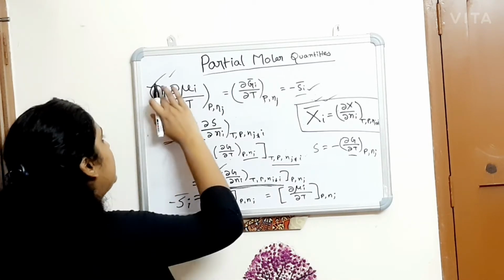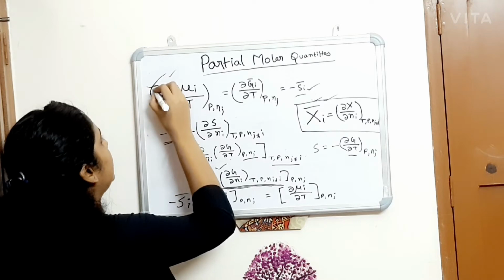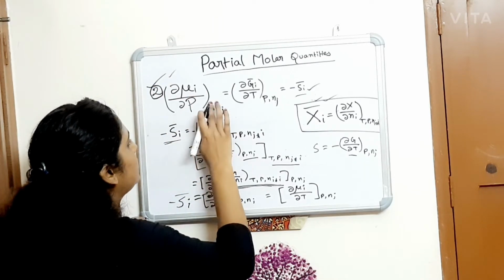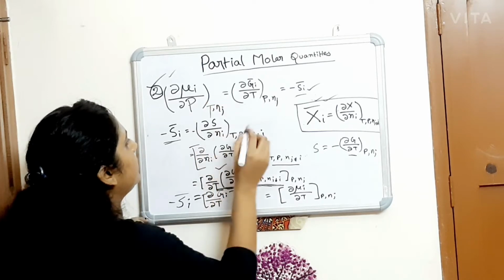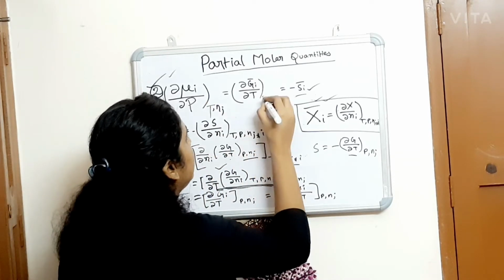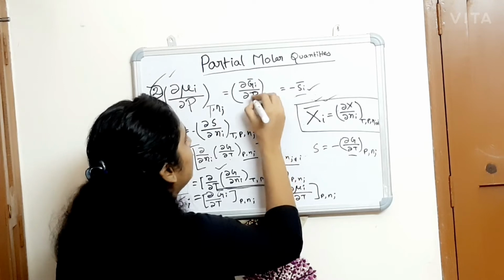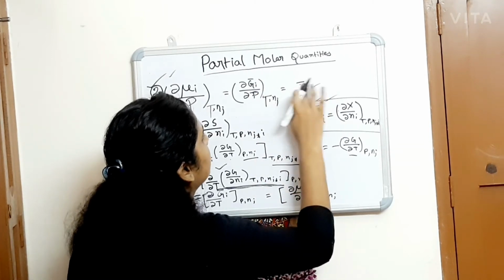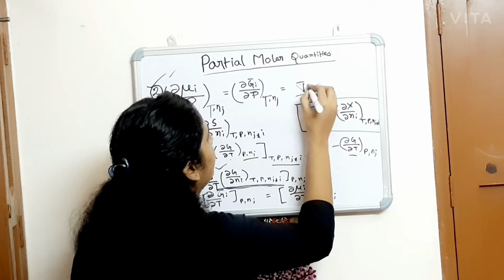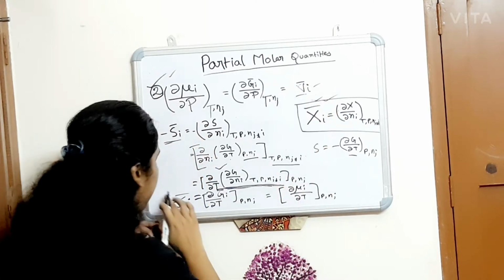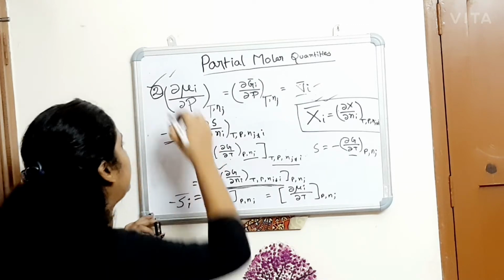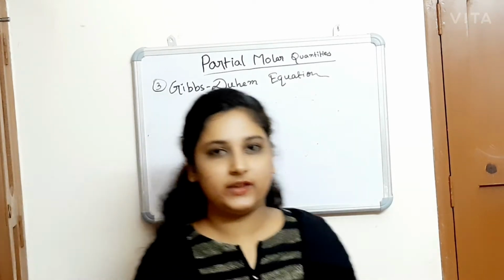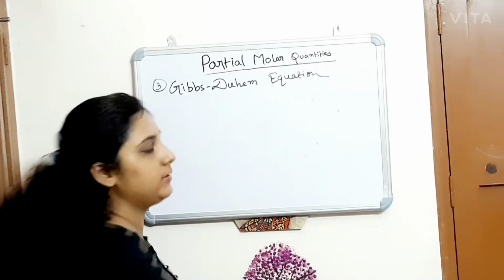Another thing, what is your homework? Your homework is to derive this expression in the same way as I derived this expression. This is your homework. So now our next work is to derive the Gibbs-Duhem equation.